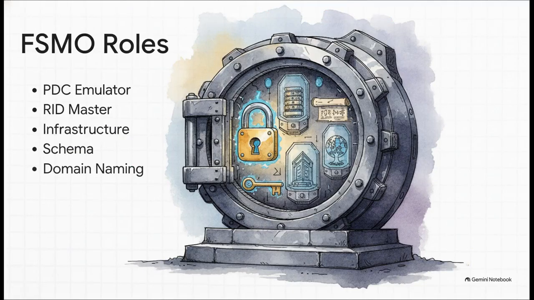While most of your Active Directory database replicates everywhere, meaning any domain controller can authenticate a user, certain tasks are just too sensitive for multi-master replication. That's where your 5 unique FSMO roles come in.